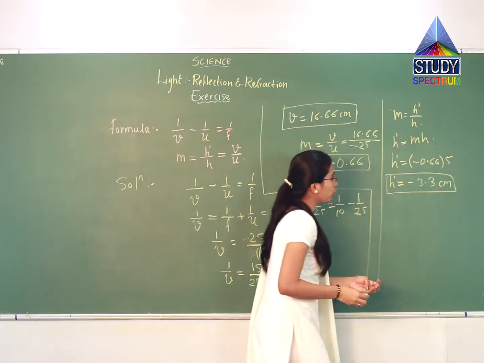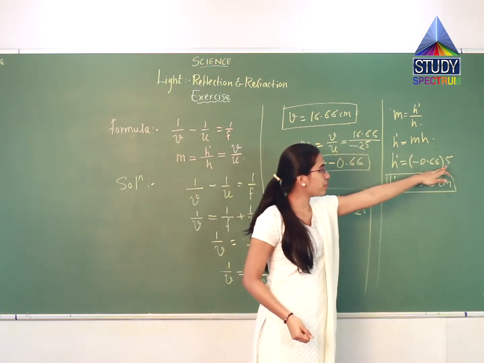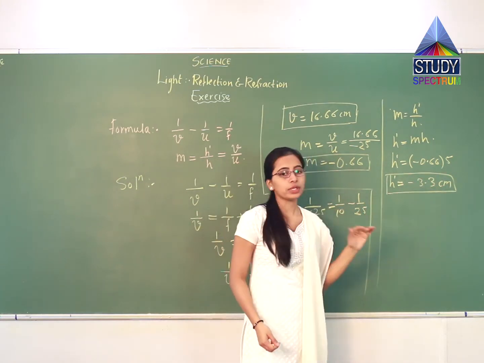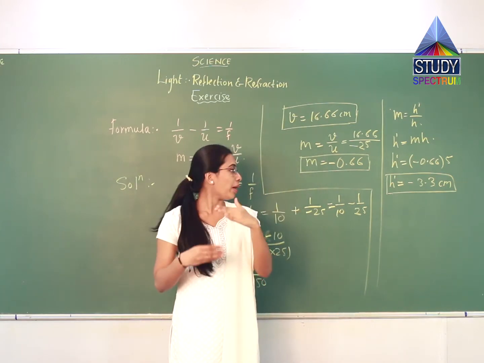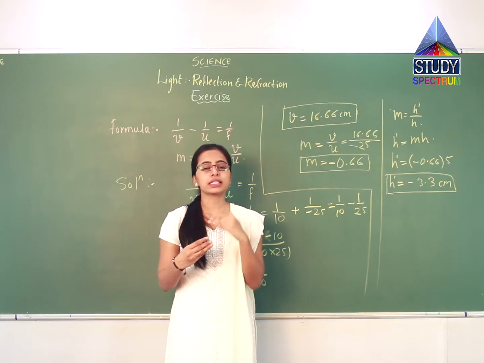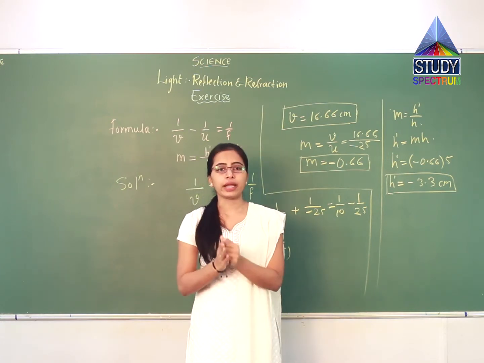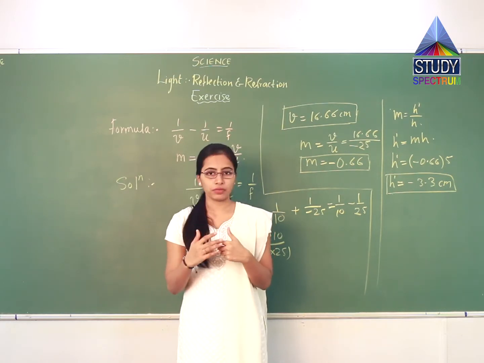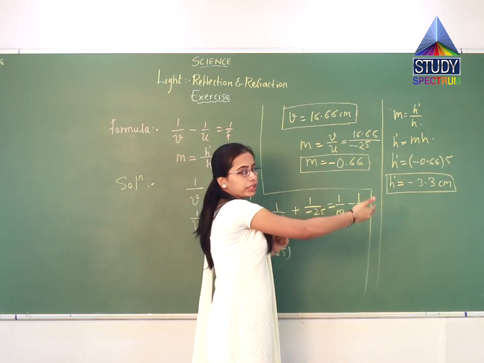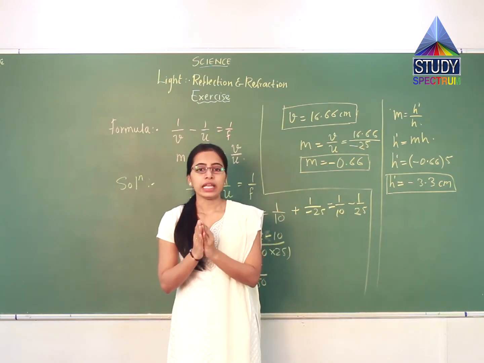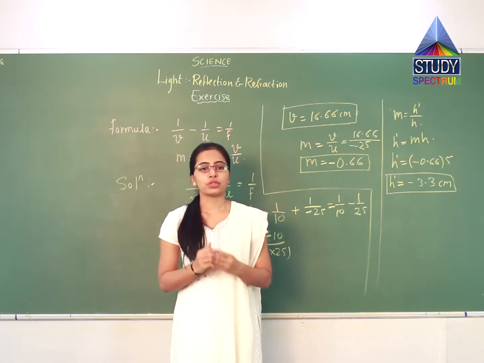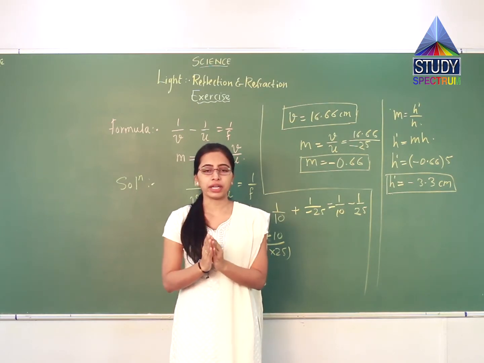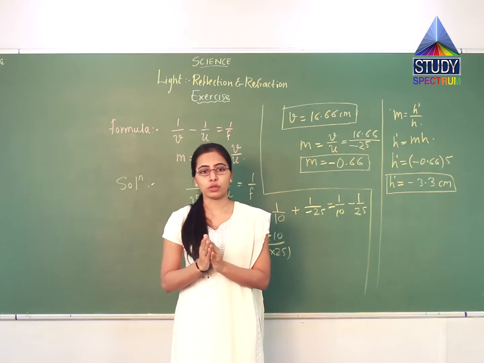As I explained already, you can see my object size is 5 centimeter and my image size is 3.3 centimeter and it is negative. That means the image is formed below the x-axis and also it is smaller than the object. So here you will write that the negative value of the image height indicates that the image is inverted. Obviously it is formed on different sides, so it is a real, inverted and diminished image. So this you will mention about the nature of the image, and if you want you can draw the ray diagram also.